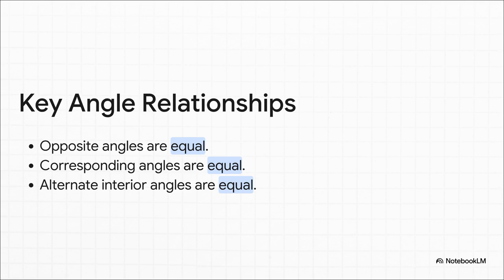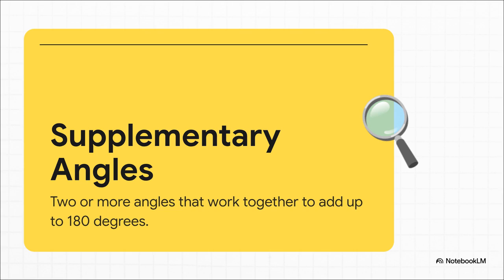Corresponding angles match up, and the alternate interior angles, the ones that make that little Z shape, they're also exact copies of each other. Now, this brings us to what I like to call the magic number in geometry: 180 degrees. Any angles that add up to 180 are called supplementary, and trust me, you find them everywhere.